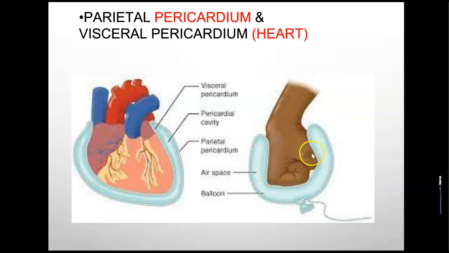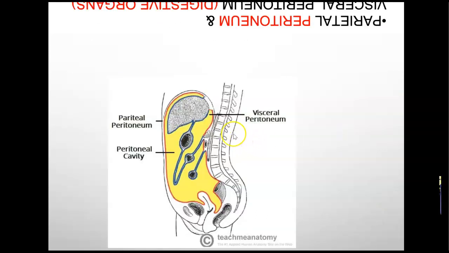So this is kind of showing you a cool picture of how this actually works. These membranes are kind of all connected to each other. So here would again be the outer membrane, so the parietal membrane. Here's the cavity holding the serous fluid, so assuming this is like a water balloon. And then this in here would be the visceral membrane.